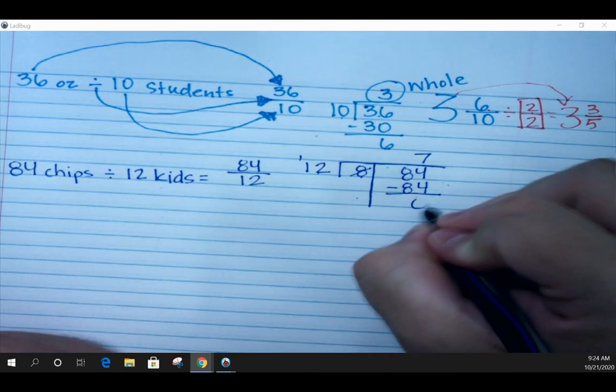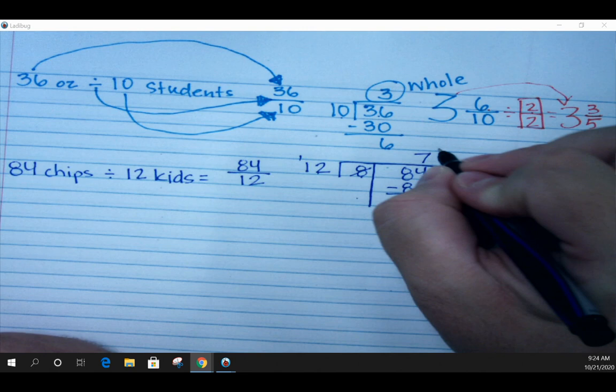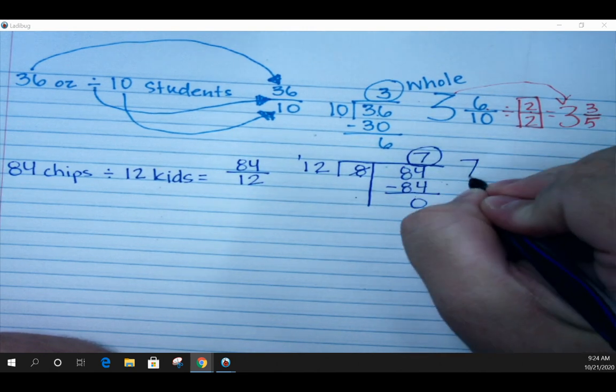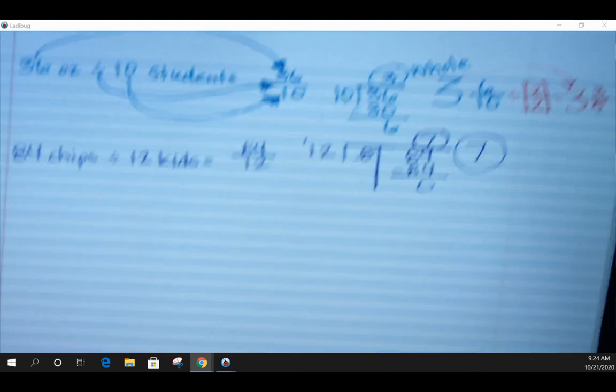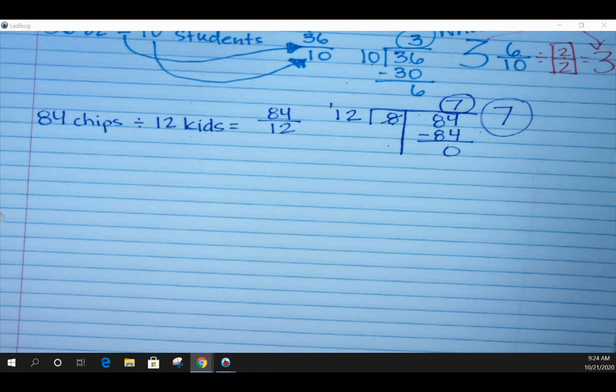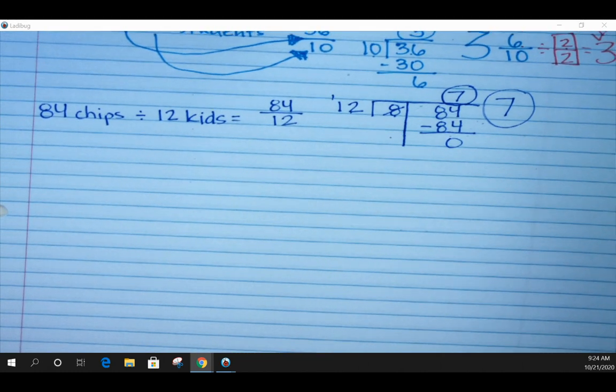Liver mush. Is there a remainder? No, so each child will get 7 bags of chips. Well, you'll go through them in a week. Are they Funyuns or the big bags? I like Funyuns. Yeah. I love Funyuns.